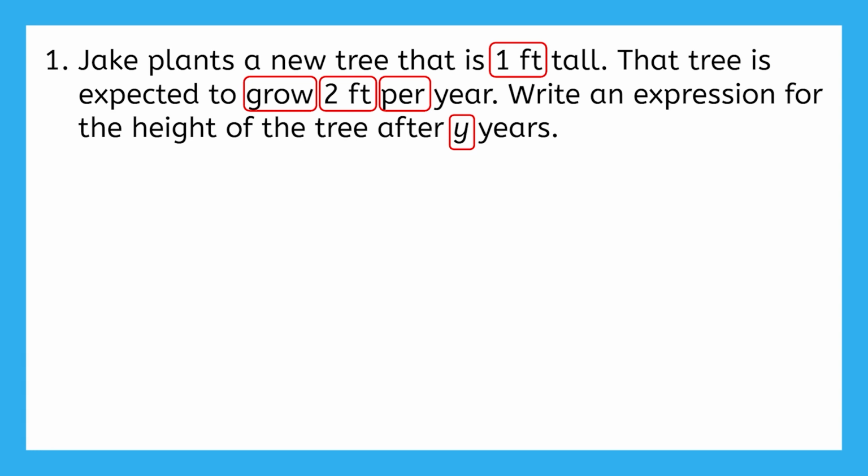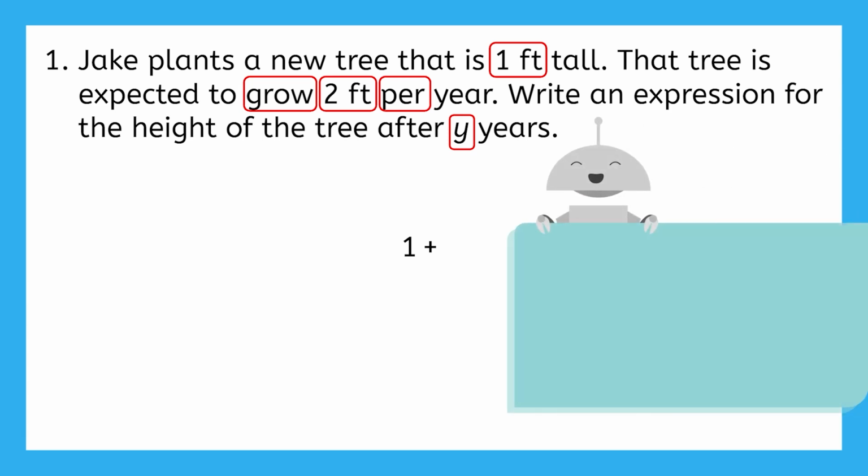The tree's initial height is 1 foot tall. This is a constant because it just is 1 foot. There's no variable with it and there's no number multiplying it. We could represent this as 1 in our expression. The tree is expected to grow 2 feet every year. Grow is a keyword for addition because height is being added to the tree.